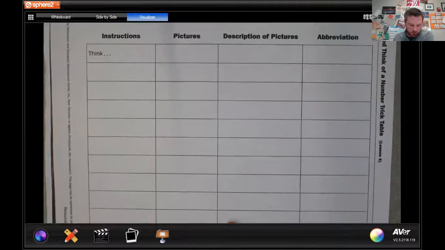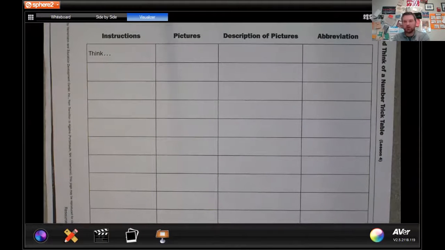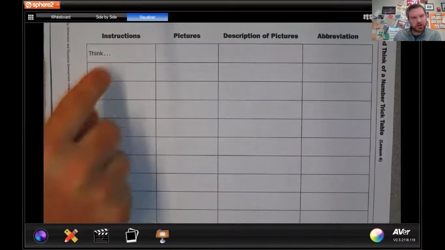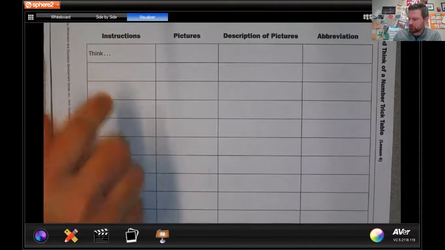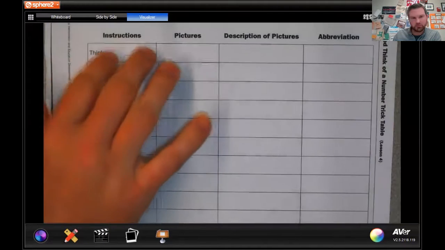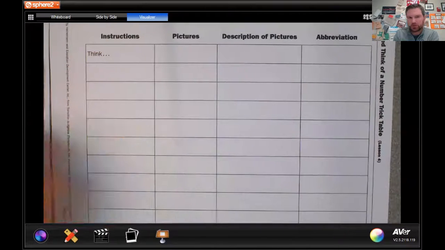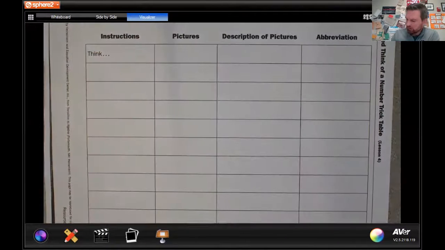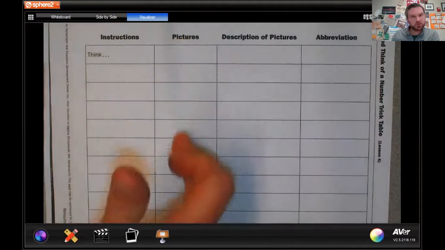So we're in lesson 4 here. We want to try to reduce having to draw a bunch of marbles and buckets. I don't know about you, but I'm kind of tired of drawing buckets. So in class, we're going to create our own trick. We start with a number, or think of a number, and we'll do a few steps, maybe 4 or 5. And then we're going to draw pictures of each.